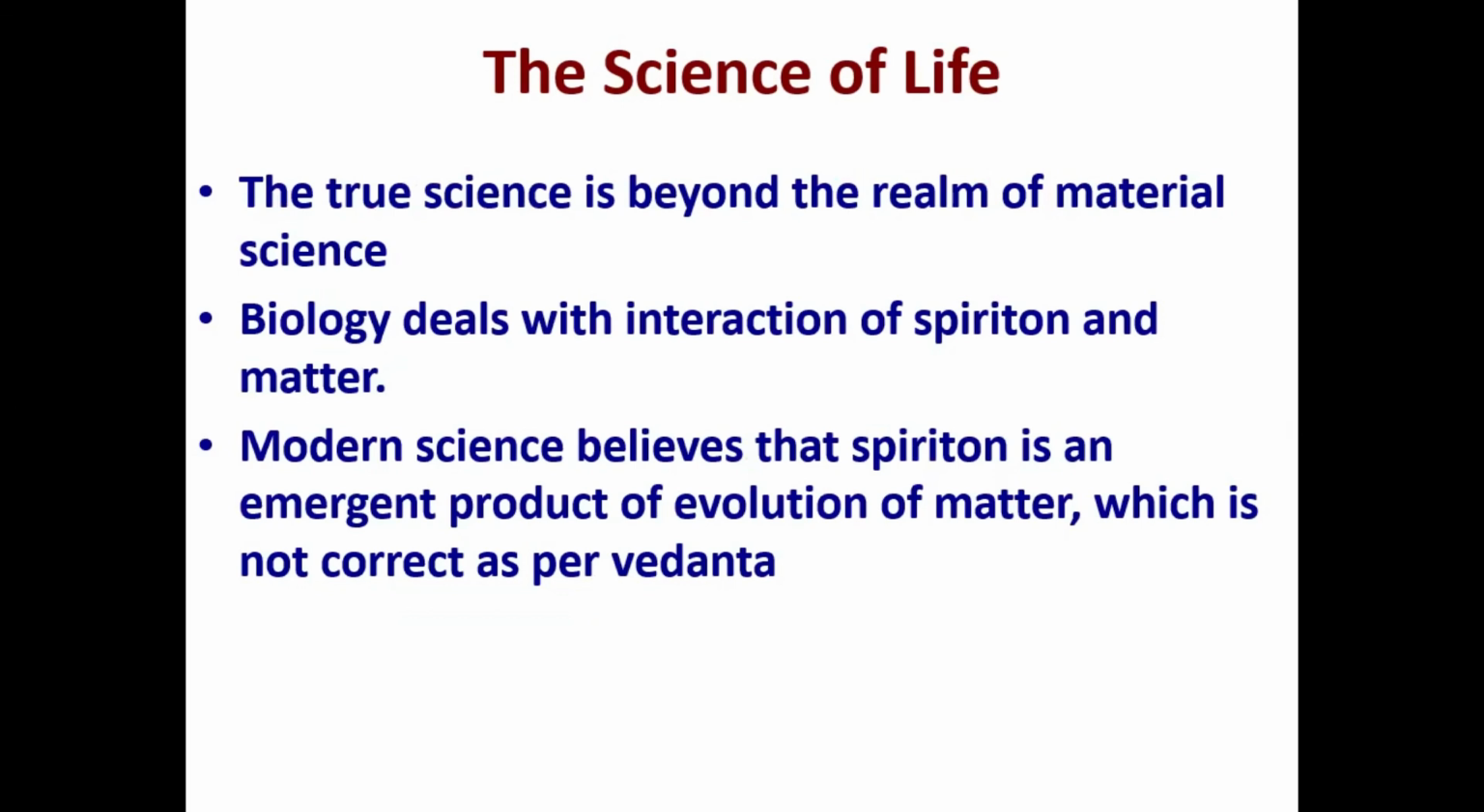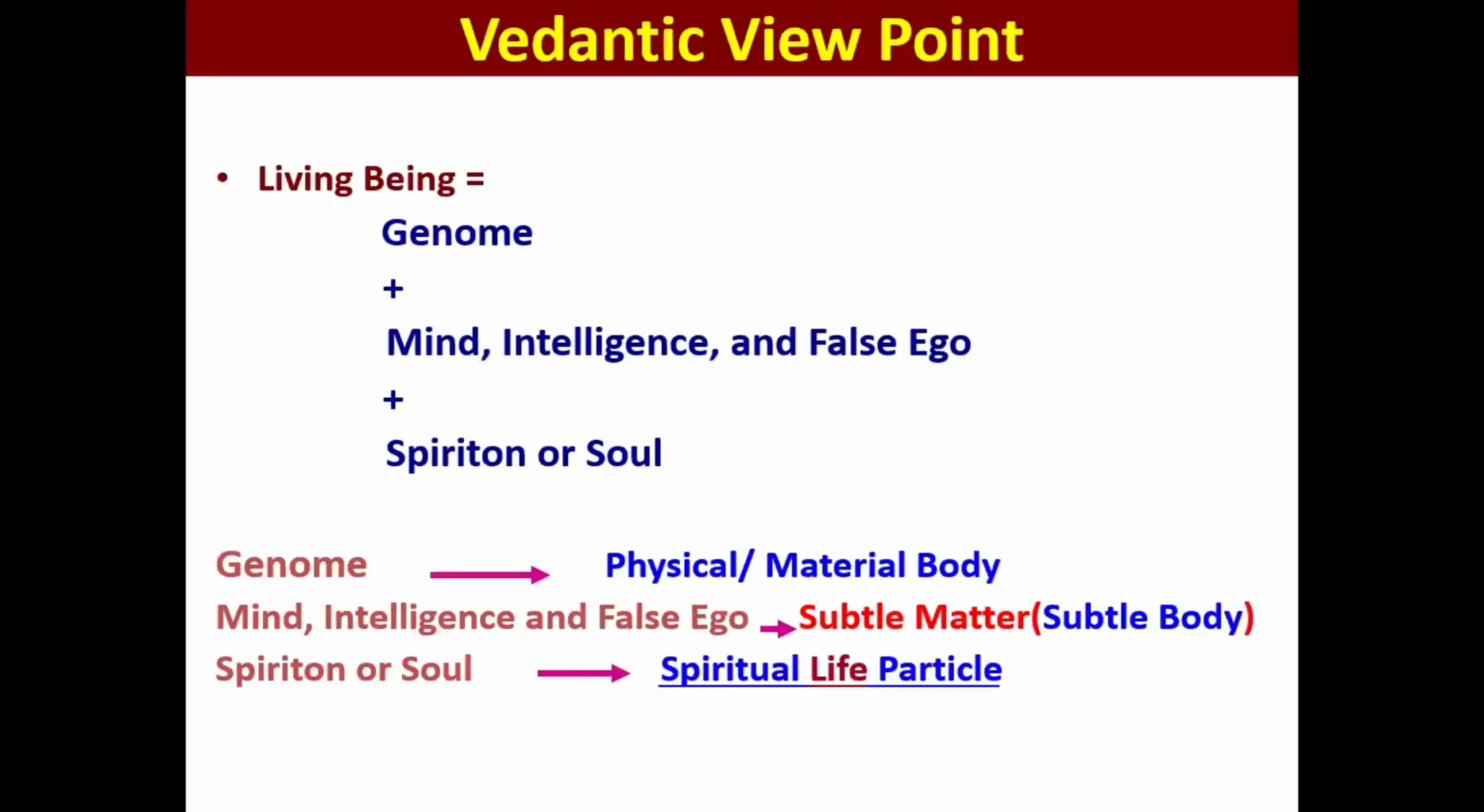So the true science of life is beyond the realm of material science, and biology deals with the interaction of spiriton and matter. We all think that we are studying DNA, RNA, proteins, and how they are functioning. But actually, we are studying the interactions of spiriton and matter, and we just generally focus on the matter. Modern science believes that spiriton is an emergent product of the evolution of matter, but actually it is the other way around, and the former is not correct as per the Vedanta.